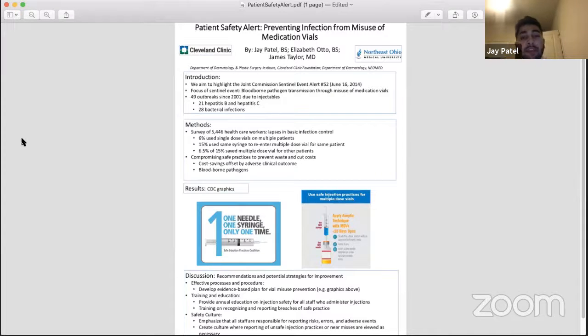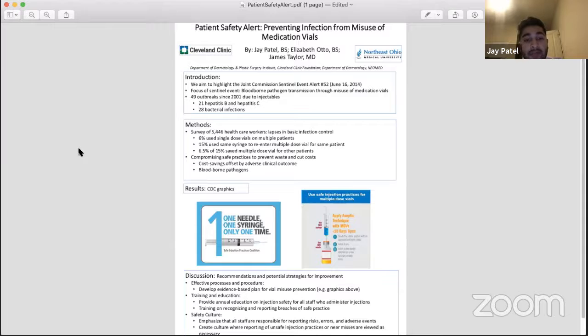This study highlighted the Joint Commission Sentinel Event Alert number 52, which talked about bloodborne pathogen transmission through the misuse of medication vials. Since 2001, there's actually been 49 outbreaks due to the use of injectables such as Botox. We think these numbers are actually underreported since infections aren't likely to be linked to misuse of medication vials. This alert also highlighted a survey of 5,446 healthcare workers who were asked questions about lapses in basic infection control.